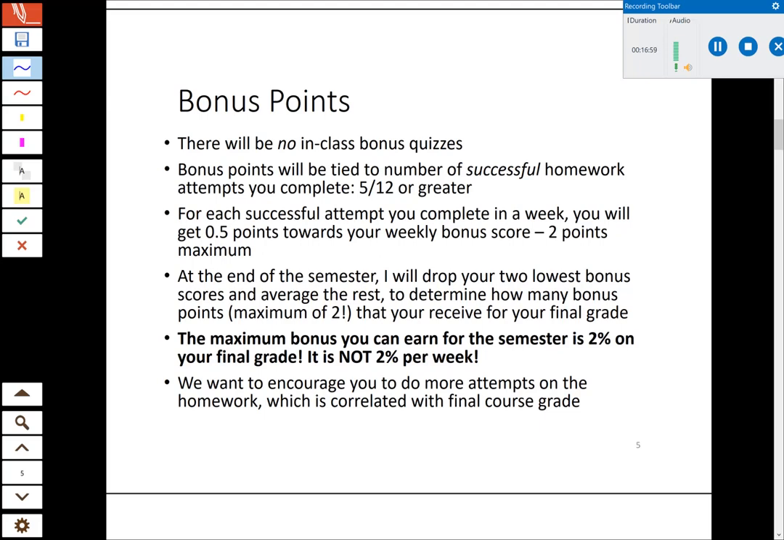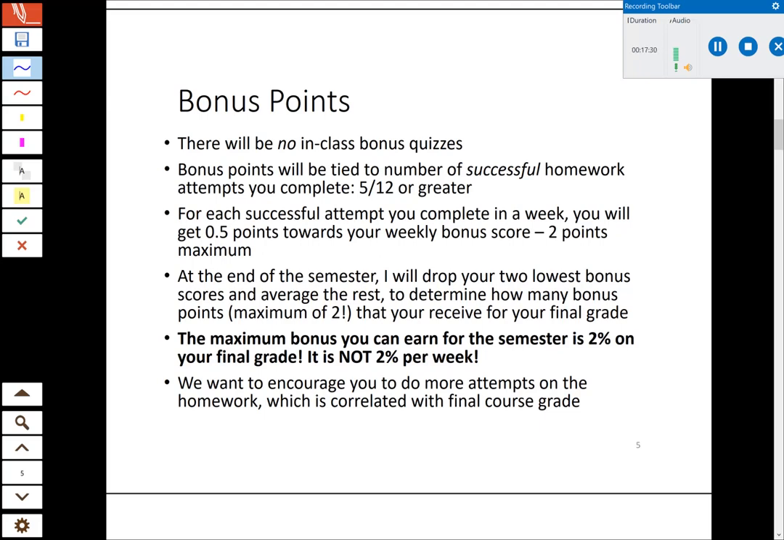The point is we want you to actually put effort into all 4 of your attempts, which is why we have a score threshold of 5 over 12 to count it as a successful attempt. Very few people, as I said, will actually put a lot of effort into an attempt and get less than 5 out of 12. But you do need to register that for us to know that you are actually putting effort into it. For each attempt where you get 5 out of 12, you're going to get half a bonus point for that week. So that means you get up to 2 bonus points for your weekly bonus score.